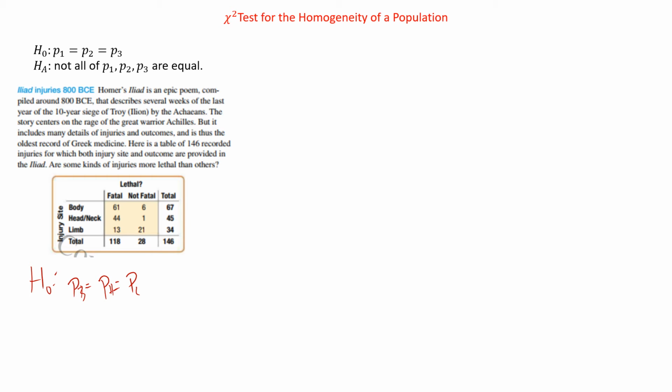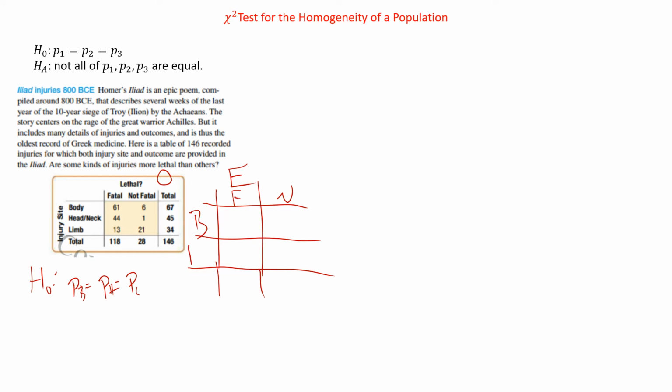So now we need to make our expected table. So this is the observed. Now we need an expected table. So we'll have fatal, not fatal, and then we have body, head or neck, and limb. Each of them is going to be the column total times the row total divided by the table total. Now, the table total is this 146.